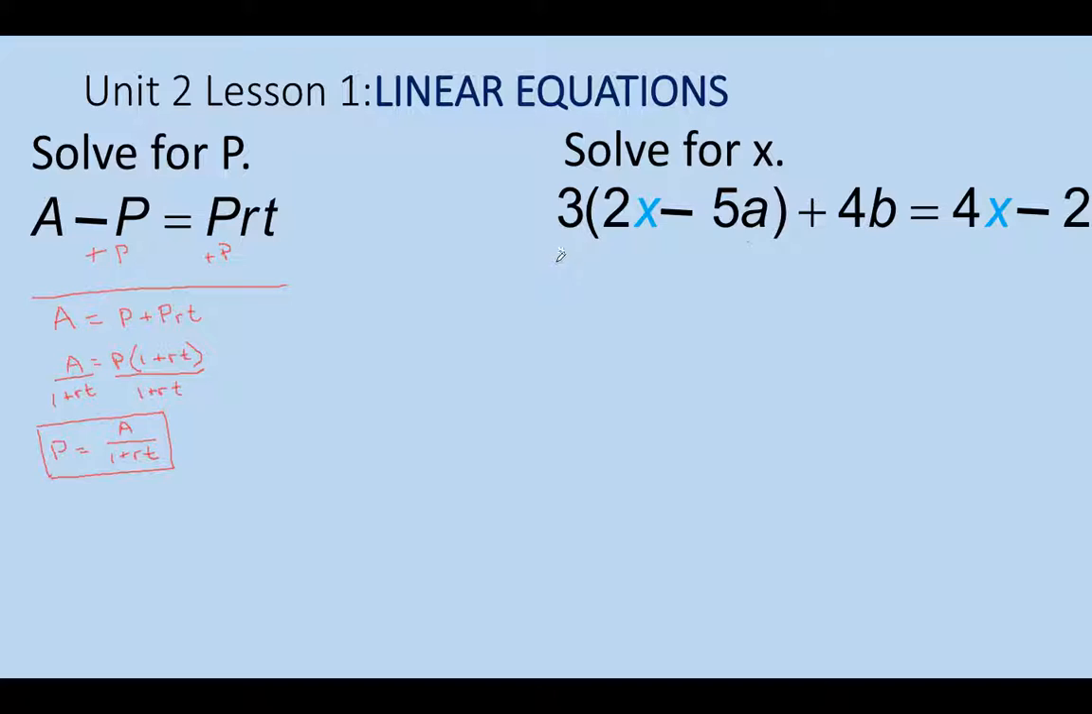So I'm just going to start going through my steps, and where I can combine like terms, I will. I'm going to have 6x minus 15a plus 4b. Over here, I've got 4x minus 2. Let's see. I want to get all of my x's together, so I'm going to subtract 4x from both sides. That'll give me 2x, but I do want to get x by itself, so I'm going to take these two terms and push them onto the other side. Add 15a, subtract 4b. That means that I'd wind up with positive 15a and negative 4b, along with my minus 2 from right here.